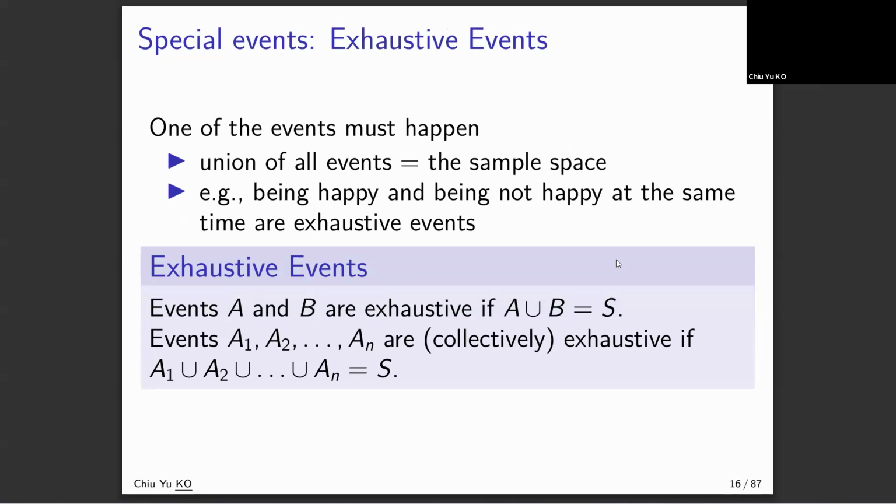Another property is called exhaustive. Exhaustive means, in English, exhaust is used up, right? If events are exhaustive, then one of them must be true. The probability of that is 1, or it means the union of them is equal to the sample space. Everyone is in the universe. No one escapes from that by construction.